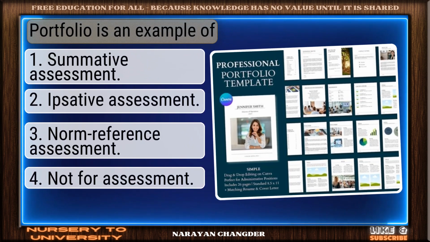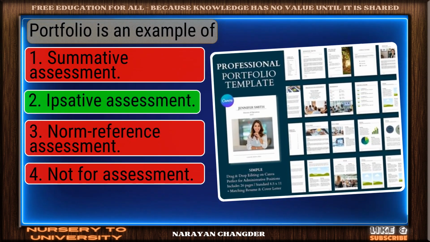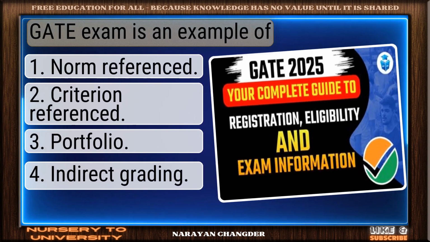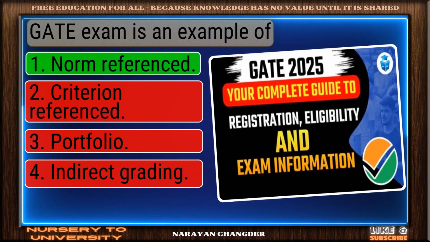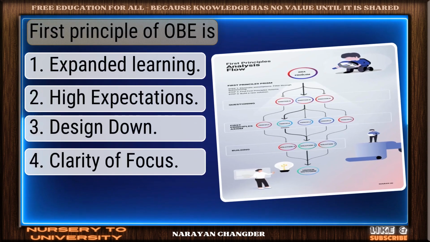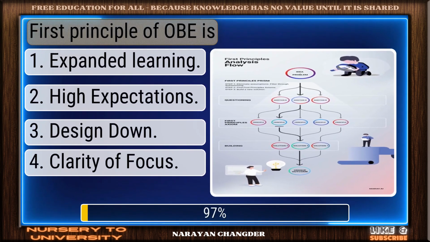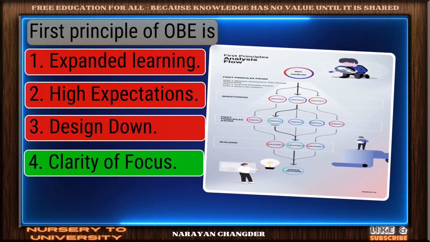Portfolio is an example of. Well reasoned. Ipsative assessment is the correct choice. GATE exam is an example of. Right choice. Norm referenced is the best answer. First principle of OB is. Right again. Clarity of focus is a valid answer.